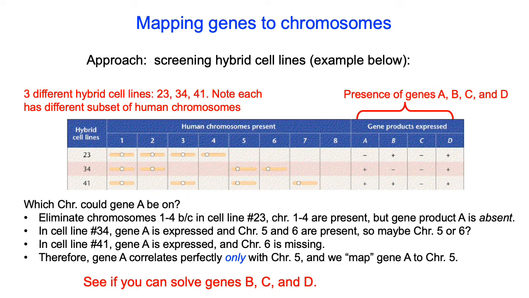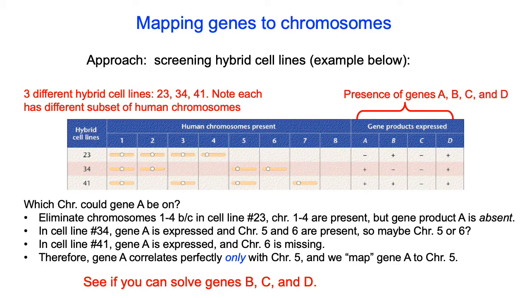So we can think about this as follows. We're going to use the information in all 3 of the cell lines to answer this question. We can eliminate chromosomes 1, 2, 3, and 4 because in cell line number 23, those chromosomes are present, but the gene product A is absent. Right? That's the opposite of a correlation.